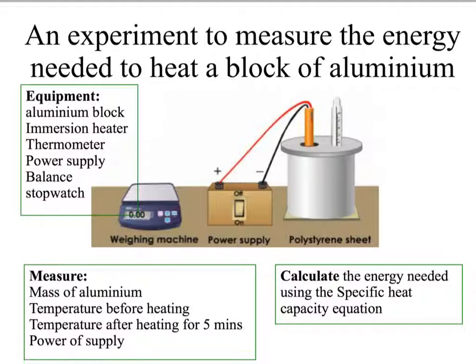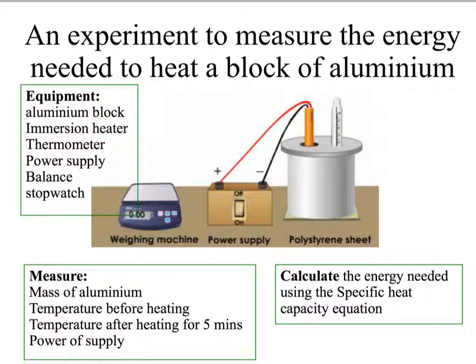This slide shows an experiment to measure the energy needed to heat a block of aluminium. We can see the block of aluminium here, and inside there's an immersion heater which is connected to this power supply. There's also a thermometer to measure the change in temperature, and there's a balance so we can find the mass of the aluminium. We'd also need a stopwatch. What we would do, we would measure the temperature before heating the aluminium and then after heating it for a certain amount of time. Down here we've got an example of 5 minutes. We would also need to know the mass of the aluminium and the power supply.